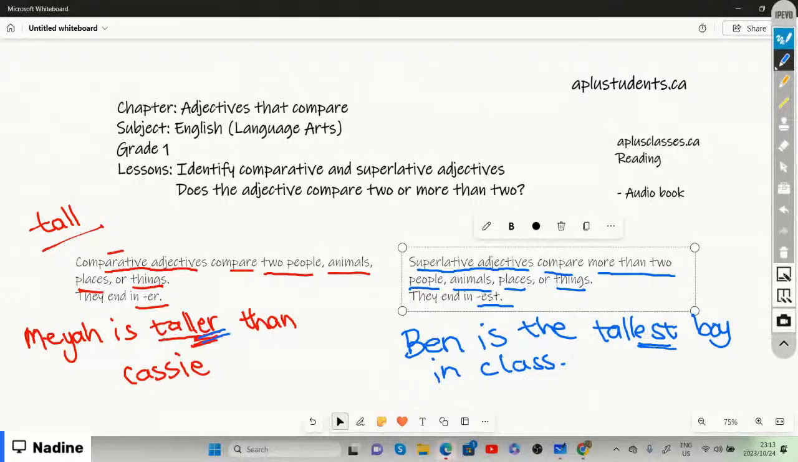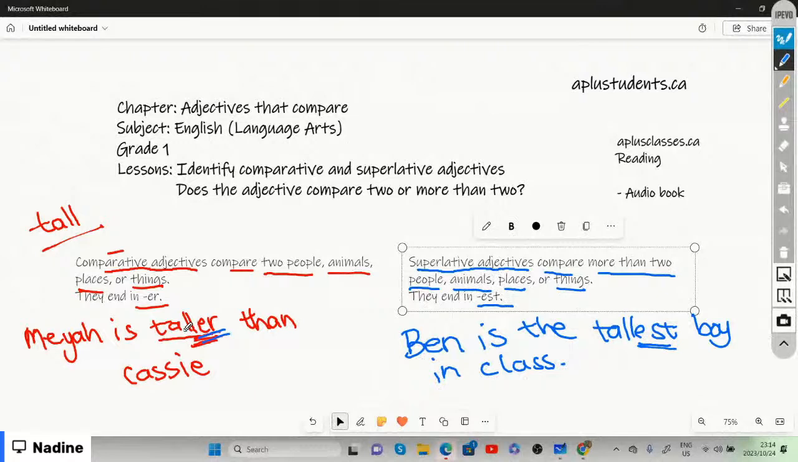And that is called a superlative adjective. And remember, we need to remember these two types of adjectives that compare, right? We have the comparative adjective that compares two people, and we have the superlative adjective that compares more than two people, sorry.